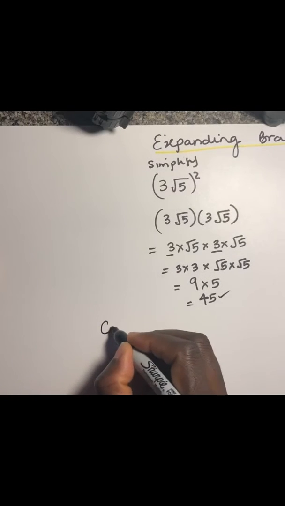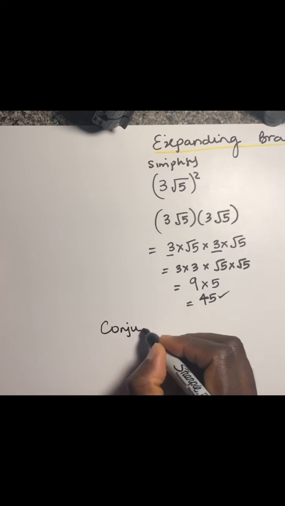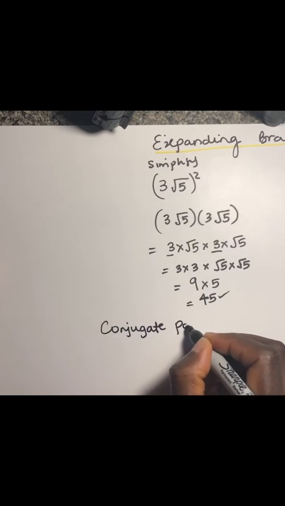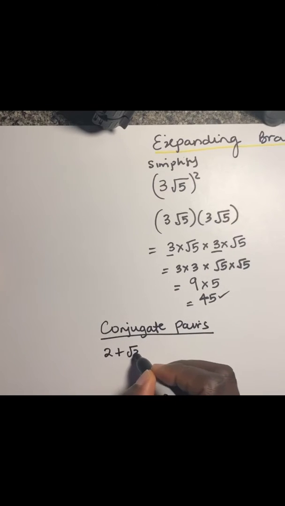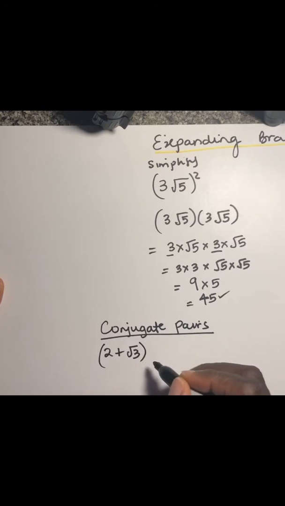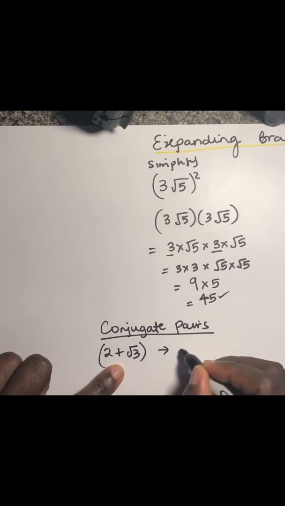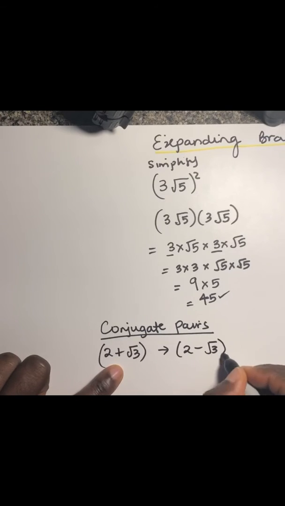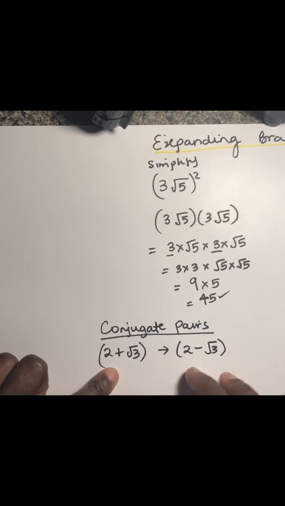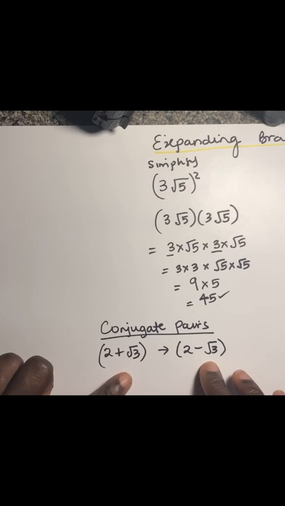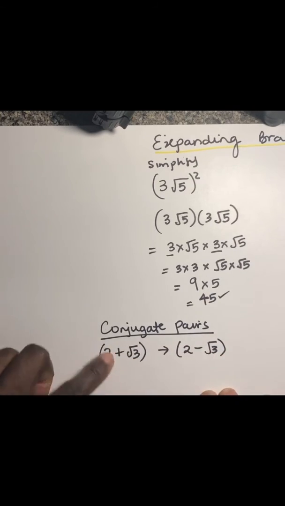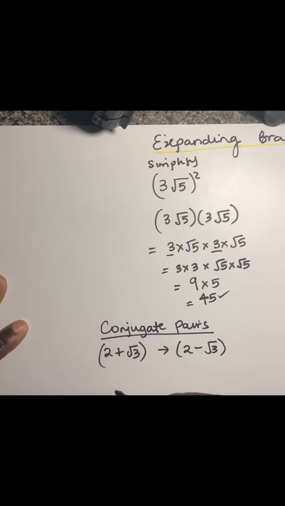Now this last example involves something known as conjugate pairs. Now, if you have 2 plus root 3, then the conjugate pair of 2 plus root 3 would be 2 minus root 3, because that's what's going to help you to eliminate the surds in it. That's going to help you to get rid of the root sign. So if you have a positive root 3 in this one and you have negative root 3 in the other one, that's going to cancel out. And you'll see that now when we start to expand it. So let's expand that and see what we end up with.